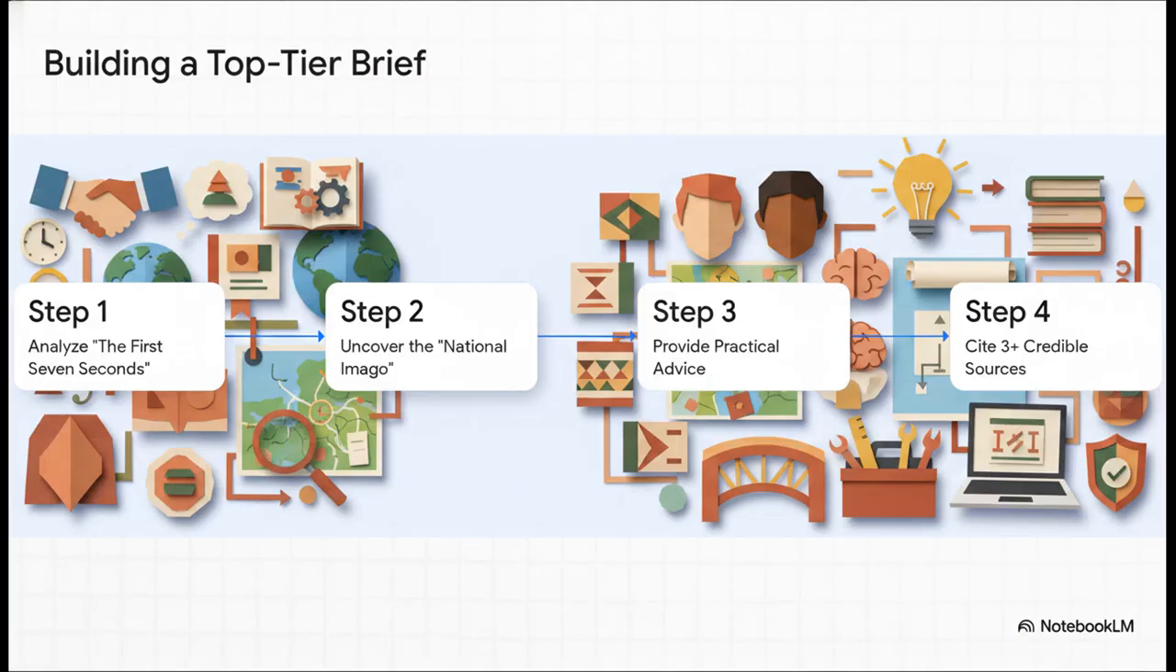So, to build a truly excellent brief, you've got to hit 4 key milestones. First, analyze what happens in the first 7 seconds. Greetings, how people dress, the nonverbals. Second, and this is the really deep part, you have to uncover the national imago. Third, you've got to turn all that research into practical, actionable advice. And finally, you've got to back it all up with at least 3 solid, credible sources.